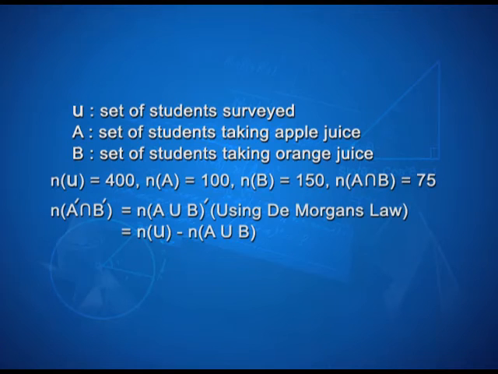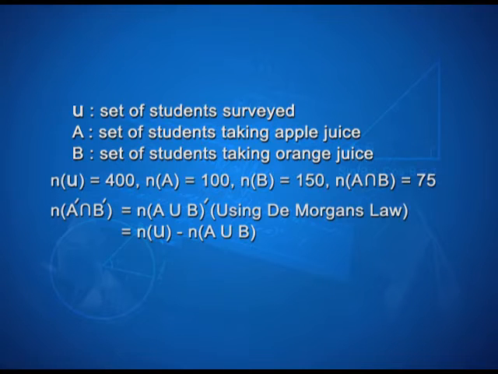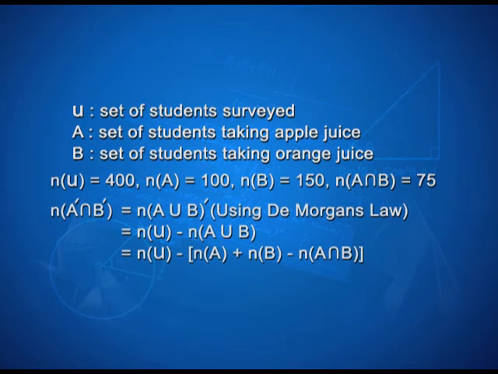This can be written as the number of elements in the universal set minus the number of elements in A union B, because complement means all the elements in the universal set which are not part of A union B. Applying the identity here, we can say that the number of elements in U minus the number of elements in A plus the number of elements in B minus the number of elements in A intersection B will give us the required answer.